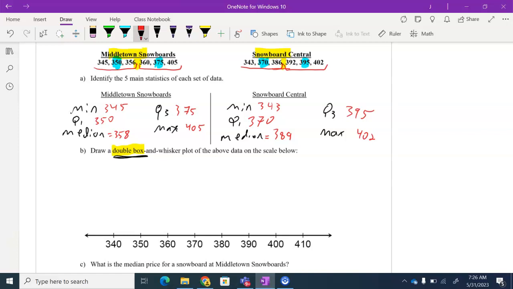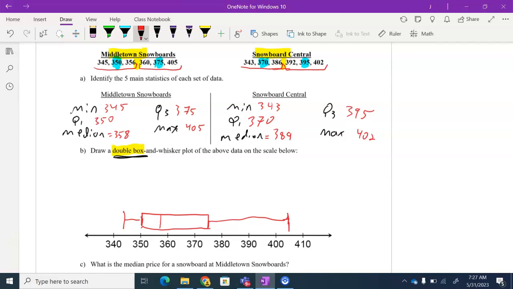So it says Q1 is 350. That's this. And then Q3 is 375, which is maybe right here. So you create the box between Q1 and Q3. 50% of your data is in that space. Median is 358, so that's probably about here. Your maximum is 405, which is way over here, and then connect it. And your minimum is 345, which is right here, and then connect it.